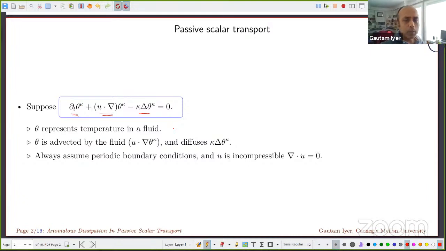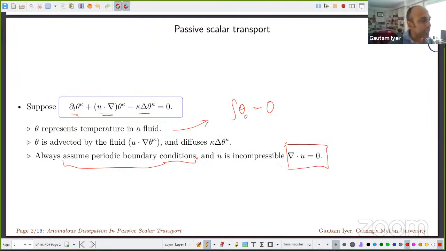Think of theta as temperature in a fluid or concentration of a dye. I always normalize it so that it has mean 0, so integral theta naught equals 0, and this is, of course, preserved by the evolution. And I always have periodic boundary conditions, so I do this on the torus. And of course, since we're in a fluids conference, I'm also divergence free.